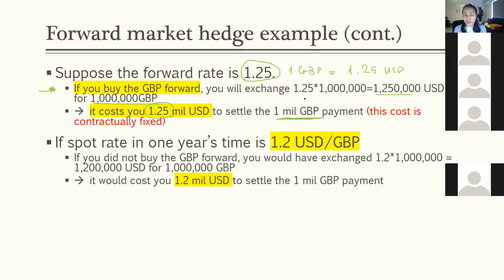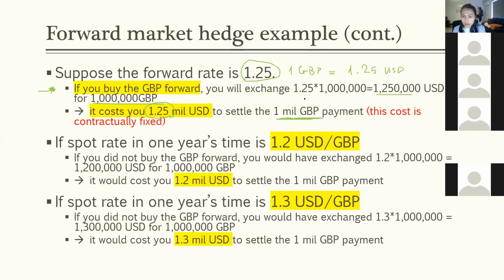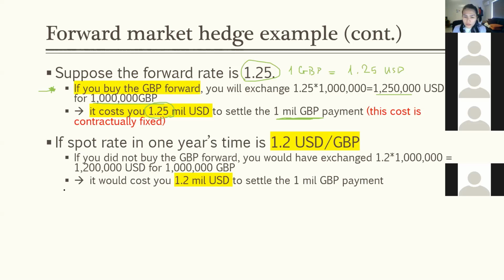Now, suppose in the future the future spot rate turns out to be 1.2. In this case, when you have to pay to your counterparty, if you settle the contract using the spot market, it will cost you 1.2 million USD. However, because you have entered into a long forward contract before, besides the transaction in the underlying asset, the transaction in the spot market, you would also have to settle your forward contract.